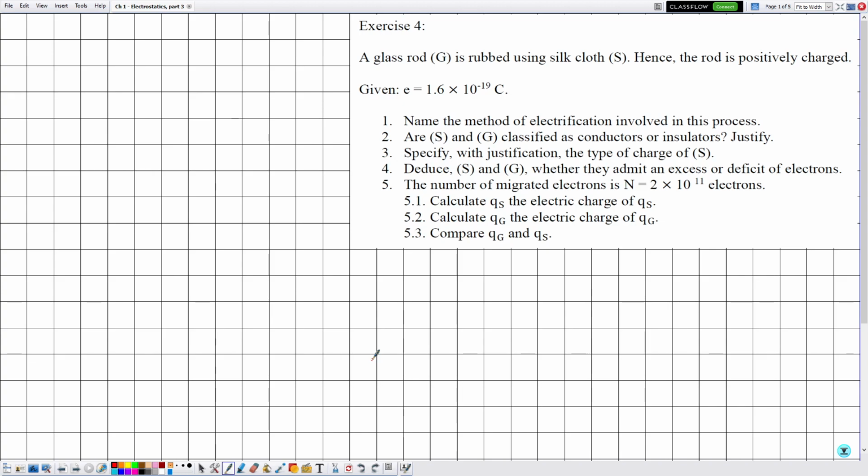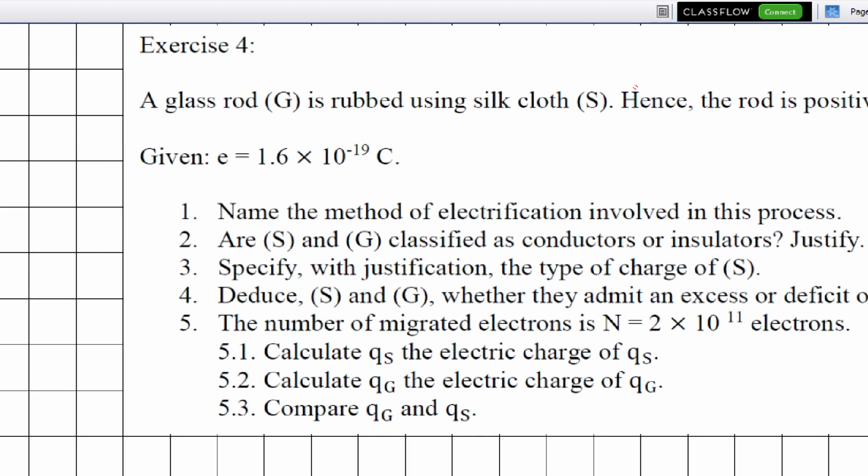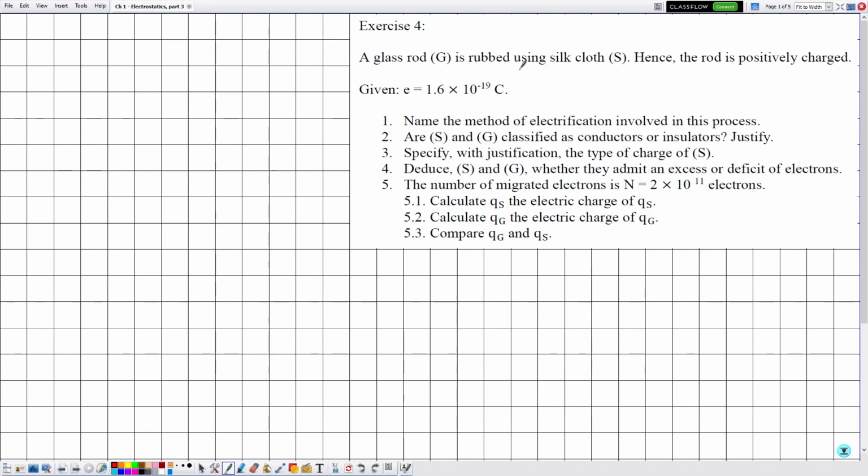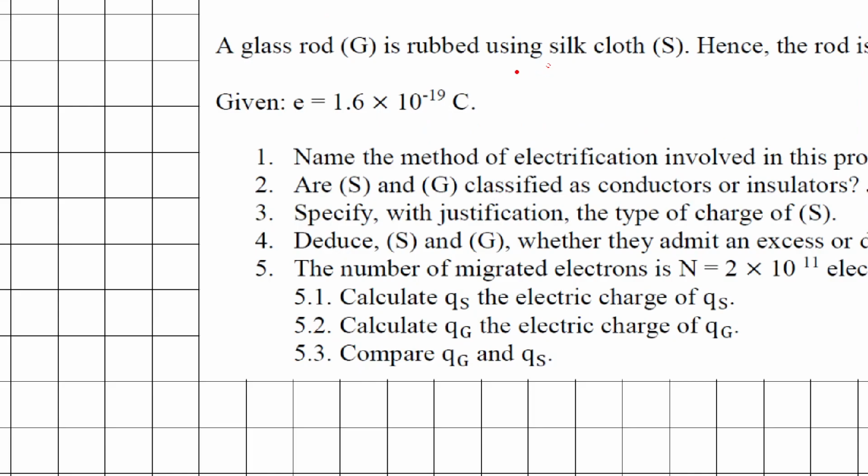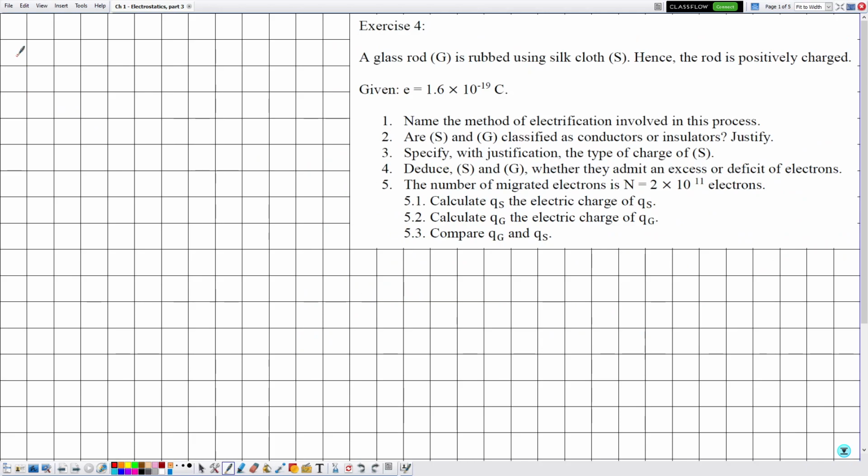So, let me start by solving exercise number 4. In this exercise they are telling us that a glass rod G is rubbed using a silky cloth S. Here the rubbing is a keyword: the method of electrification being used is friction. Hence, the rod is positively charged. Given the elementary charge, which is constant and is the smallest entity of charge, given by 1.6 times 10 to the power minus 19 coulombs.